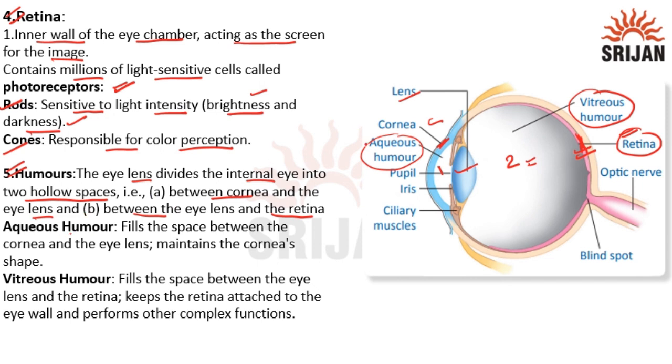Aqueous humor fills the space between the cornea and the eye lens and it maintains the cornea's shape. Second one is vitreous humor. It fills the space between the eye lens and the retina and it keeps the retina attached to the eye wall and performs other complex functions.